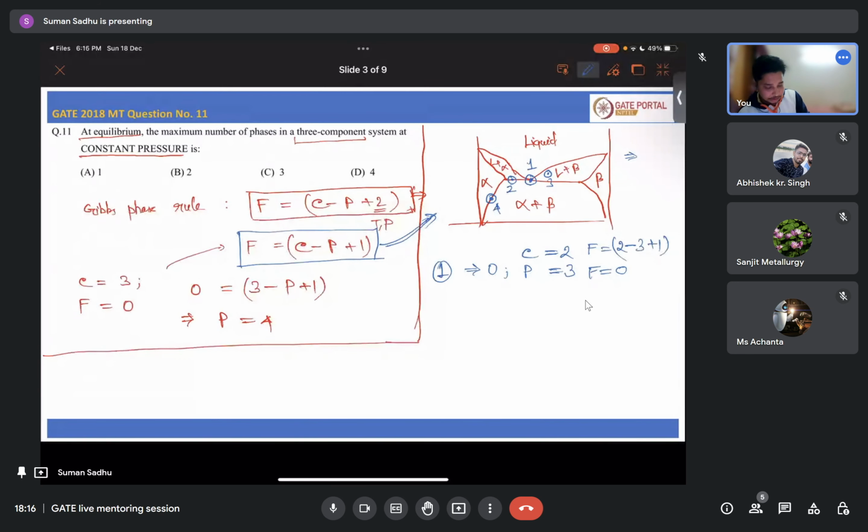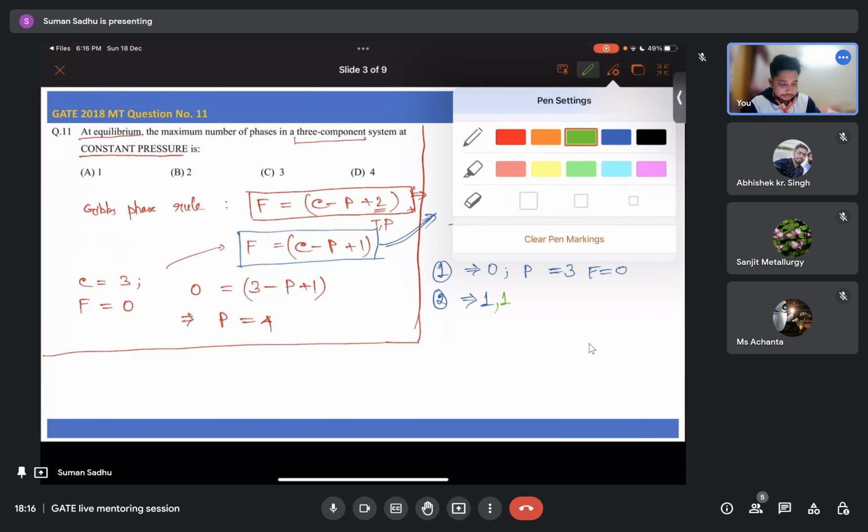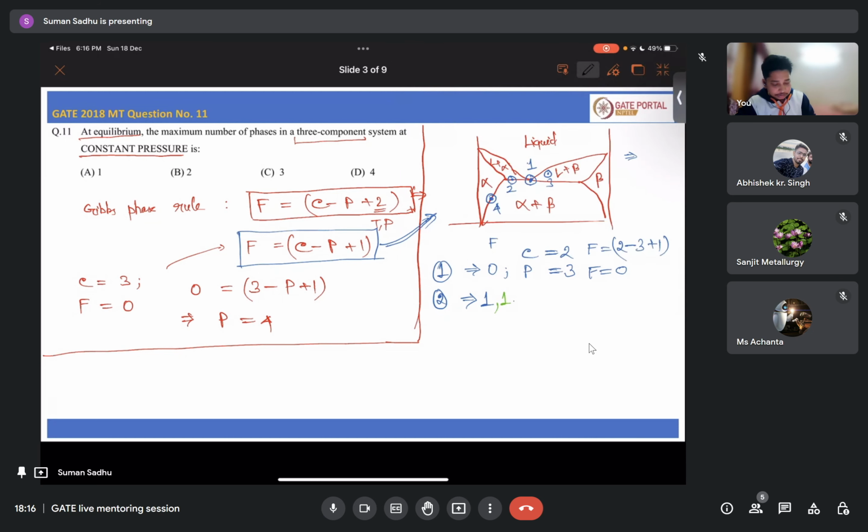So now, tell me what will be the degree of freedom at 2? One, sir. How? Okay, you are saying one. Anyone else want to say anything? Abhishek, Achanta, anybody? Sir, 1. Okay, you are also saying one. And Achanta, you? Same, sir. Okay, so all of you are saying one.